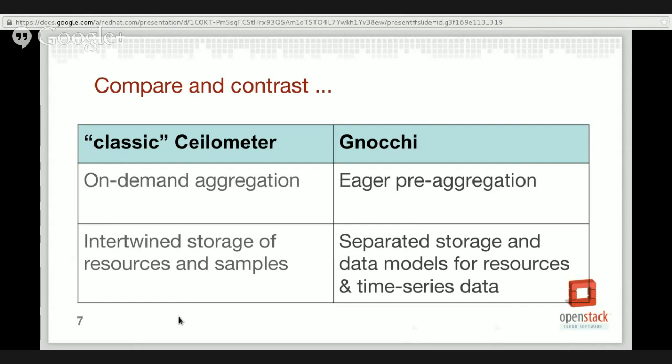Whereas Gnocchi takes the opposite approach. Instead, it eagerly pre-aggregates data as it's received. You can set up the retention policies and the granularities of retention or of aggregation in advance, as I said. And in addition, we support a number of aggregation functions out of the box, all of the usual suspects like mean, standard deviation, maximum, minima, count, sum, first and last, median, percentiles even, we've added recently. And then in addition, there's a mechanism that allows the actual aggregation function to be loaded dynamically.